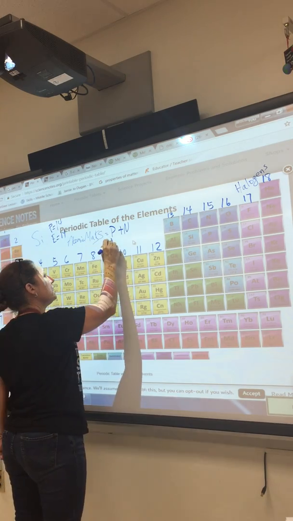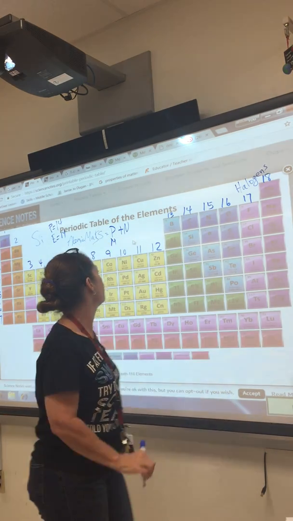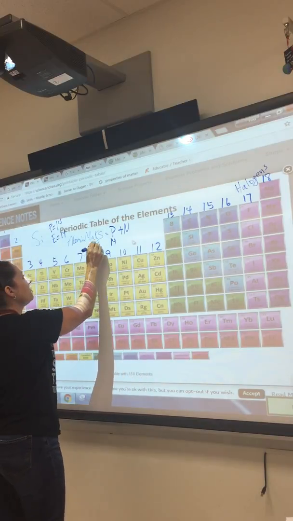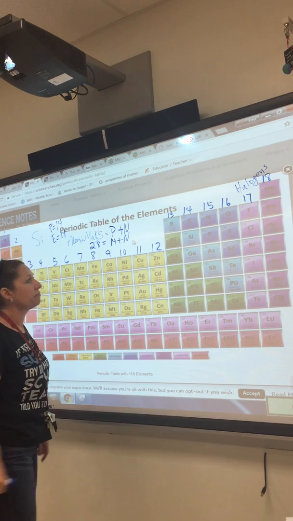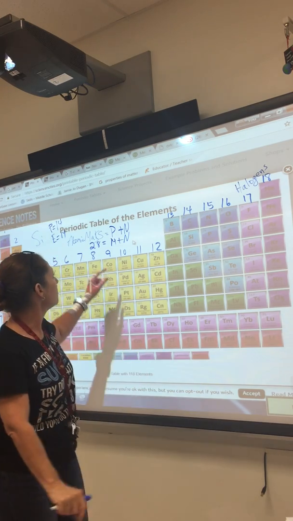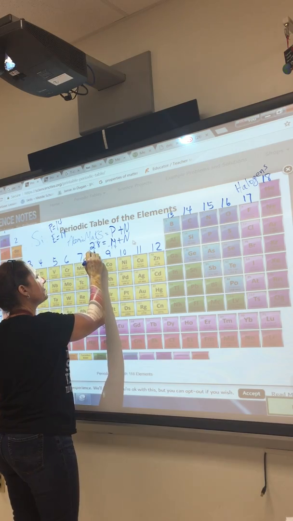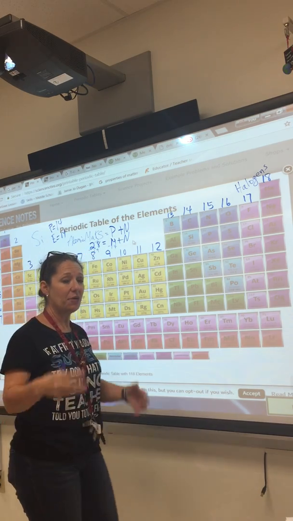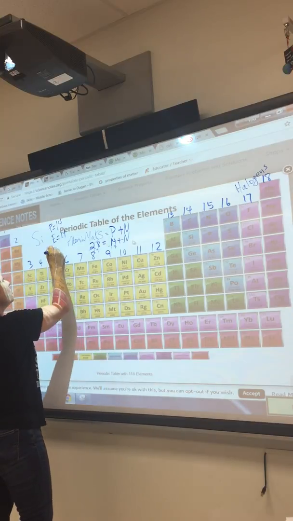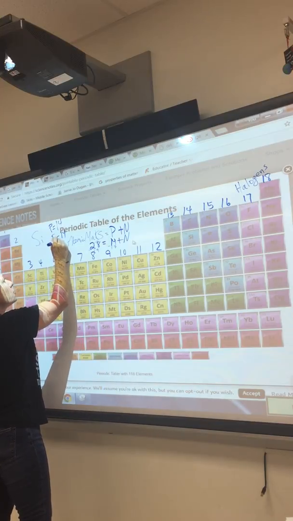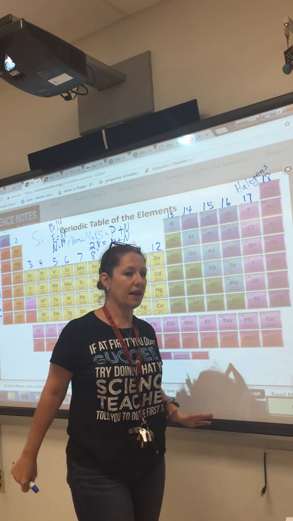So we got 14, and it says our atomic mass is 28. I'll put the 28 here. And then we got to find n. What do we do? We're going to subtract 14 from both sides. And we now know that we have 14 neutrons. Okay, so remember to do that on your table that I gave you.